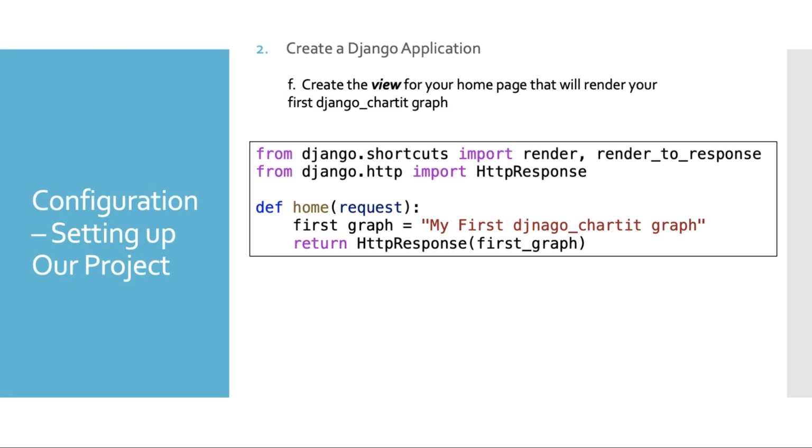And this is just a tester view. This won't have any graphs rendered on it. This is just to make sure that our Django project is working. So in views.py, you can create this very simple first view, and then we'll test it out, make sure it works, and then we'll quickly move into creating all sorts of wonderful graphs.